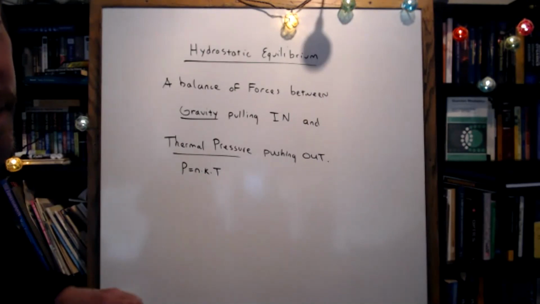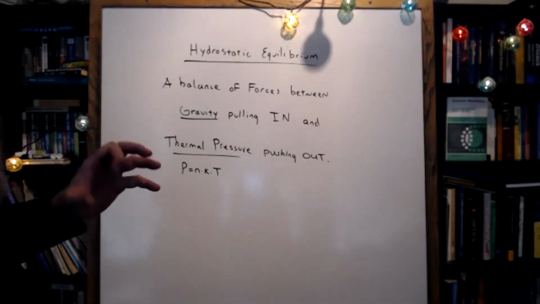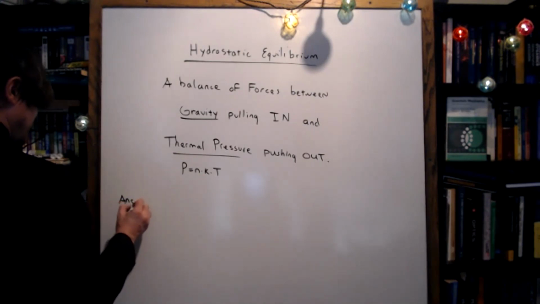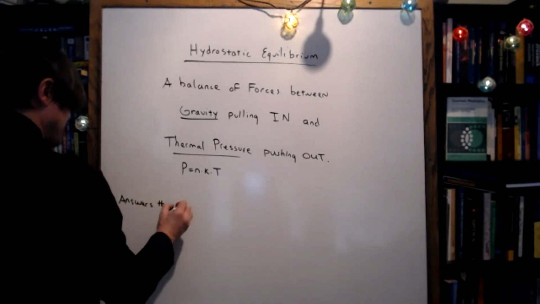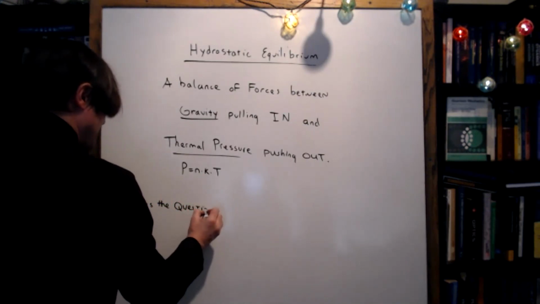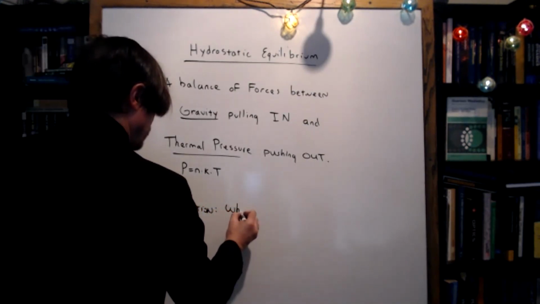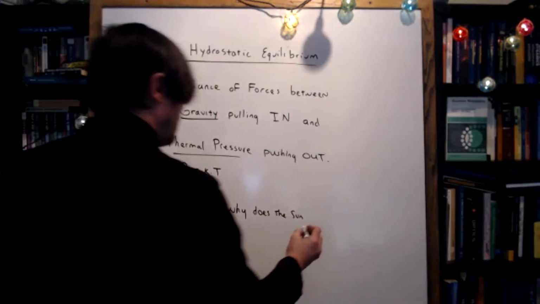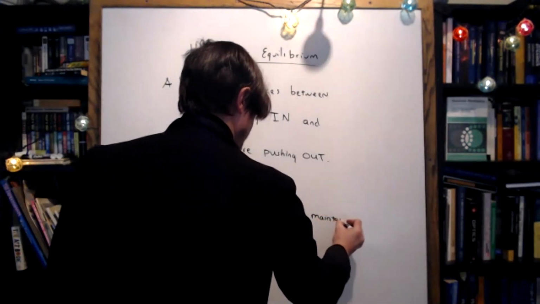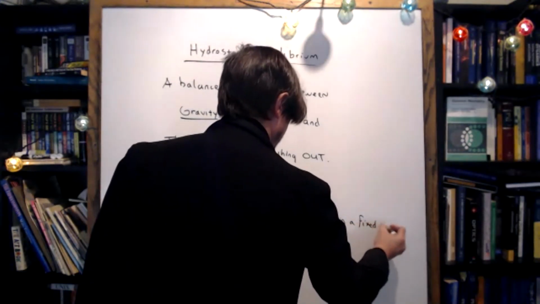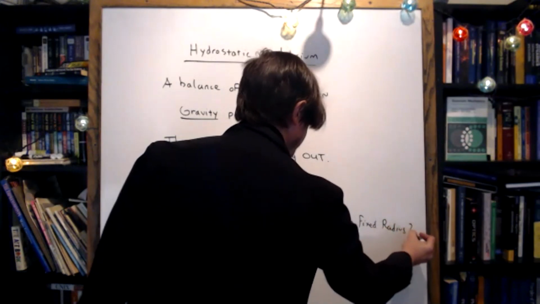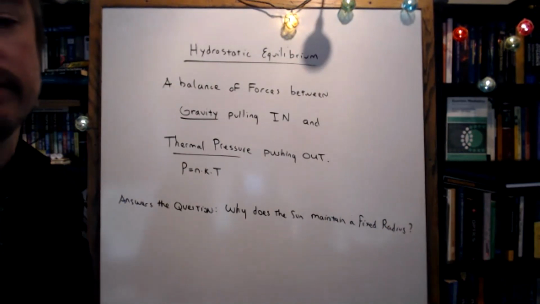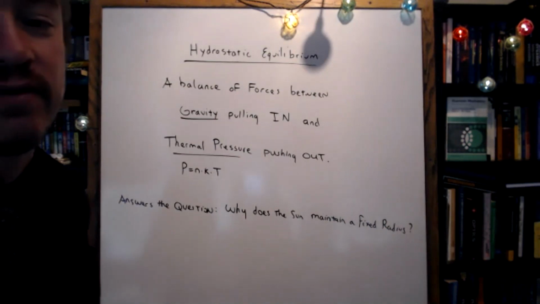Hydrostatic equilibrium can be thought of in the following way. It answers the question, why does the sun maintain a fixed radius? That's a nice way to think about it. The answer is because hydrostatic equilibrium.